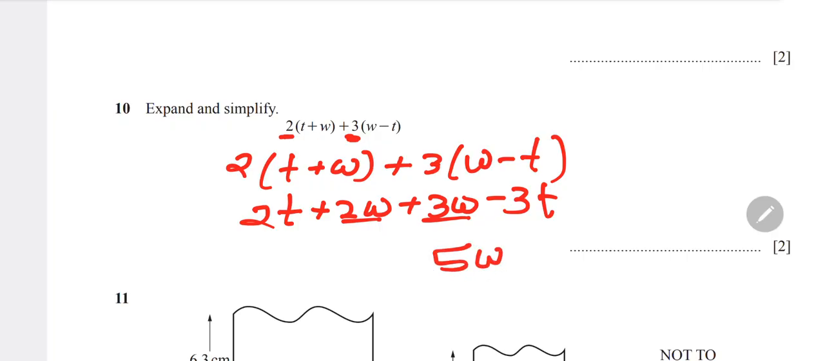2t and minus 3t have opposite signs, they are enemies of each other, so they subtract, and the value will be minus t. Why? Because of the greater number, minus 3. So the final result is minus t plus 5w. Now move to the next question.